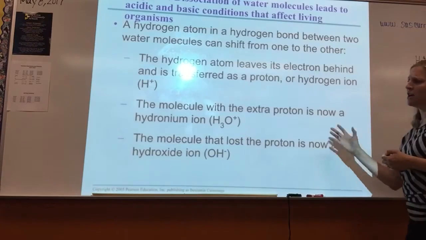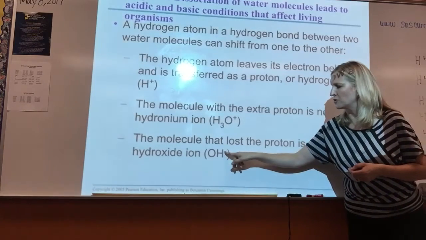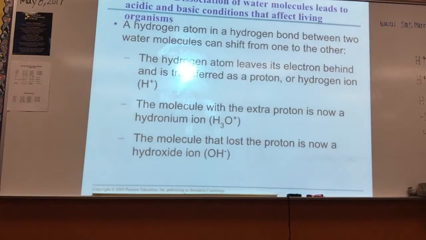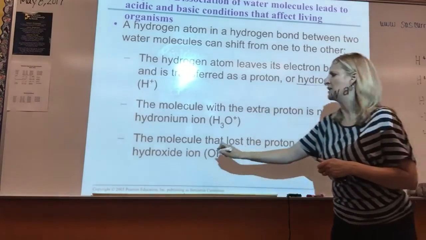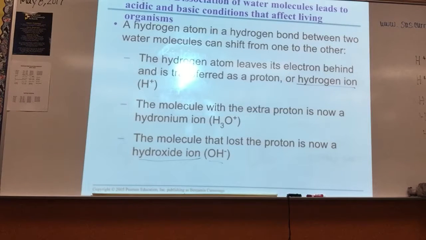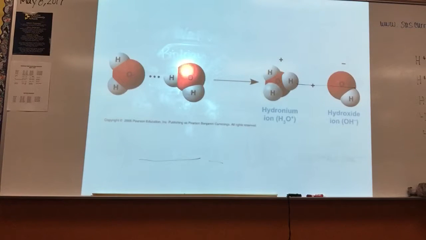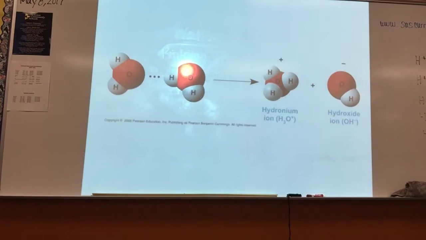The water molecule that lost the H plus, remember, the H plus left its electron behind, so it's just OH, lost its H, but the electron left behind makes it negative. That's called the hydroxide ion. As we go through pH, the words hydrogen ion and hydroxide ion, which you need to know, refer to H plus and OH negative. Those are important with pH. So this picture shows you what we just wrote about.